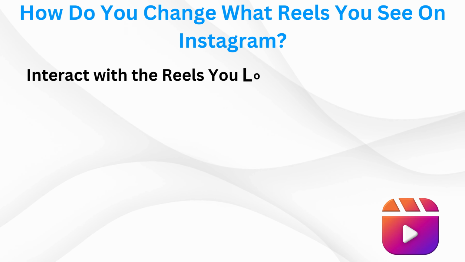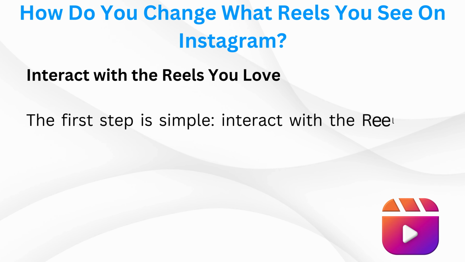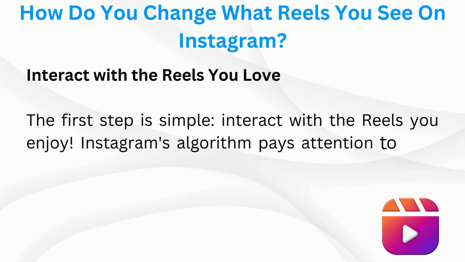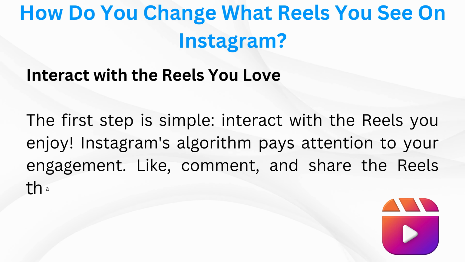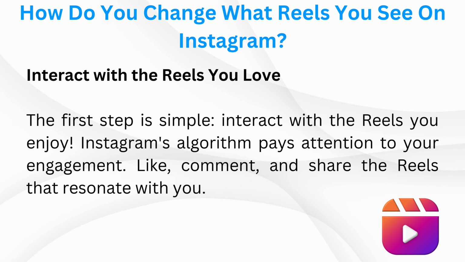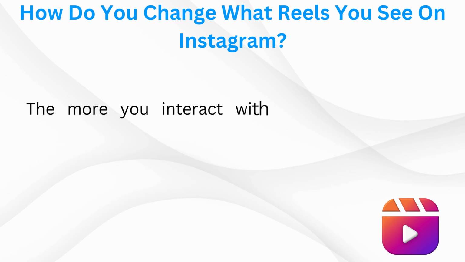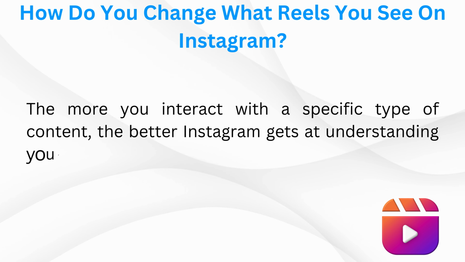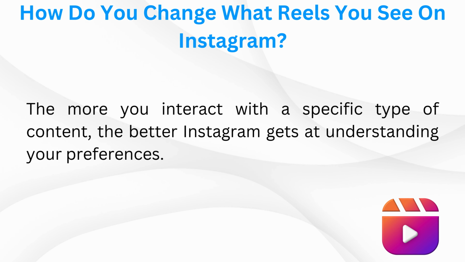1. Interact with the reels you love. The first step is simple: interact with the reels you enjoy. Instagram's algorithm pays attention to your engagement. Like, comment, and share the reels that resonate with you. The more you interact with a specific type of content, the better Instagram gets at understanding your preferences.